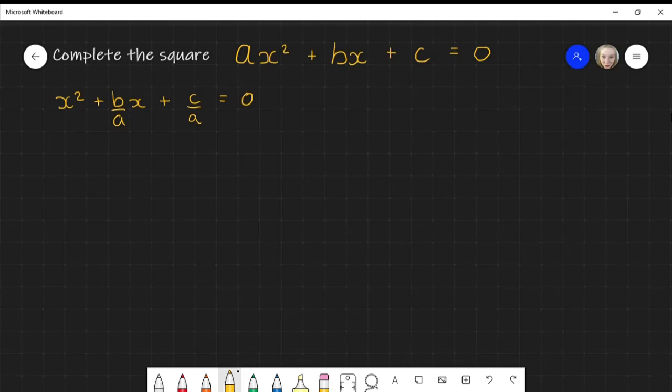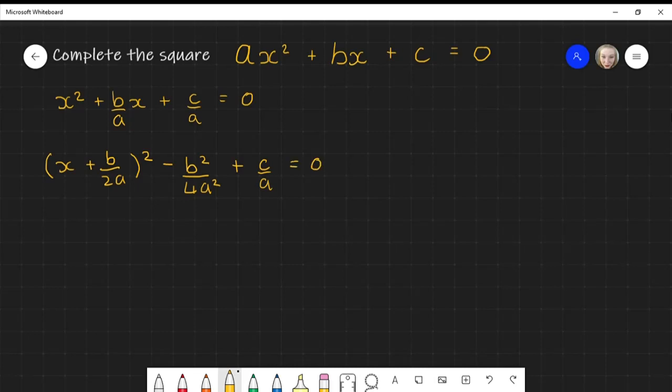We need to find an expression for x squared plus b over a x. Like before, we want to half the number in front of the x term, so b over 2a, all squared. So when we times this out, we will get x squared plus b over a x plus b squared over 4a squared. So we need to minus this extra term, this b squared over 4a squared, to make this expression correct. And then we carry on with the rest of the formula.